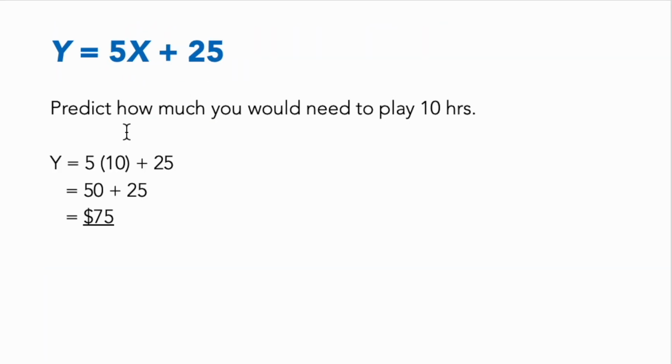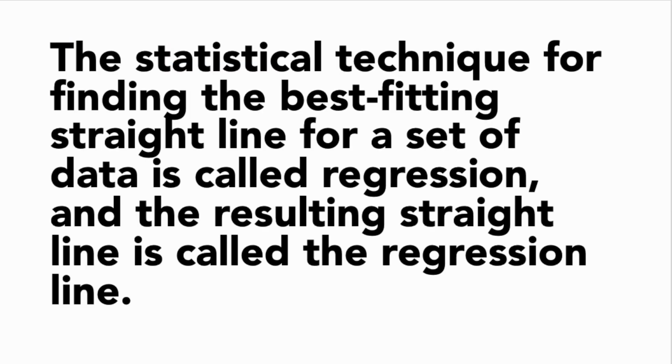So let's try to solve this equation. If you want to know how much you need to pay for 10 hours, so 5 times 10, you substitute 10 for x and then plus 25, so that should be $75. So using this equation, you can make that prediction.